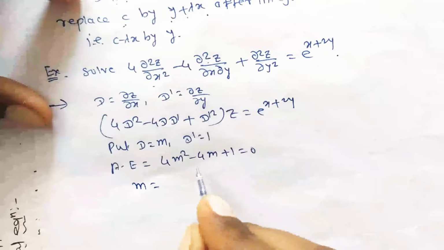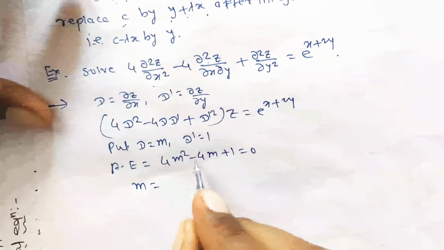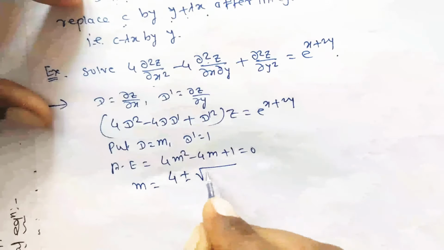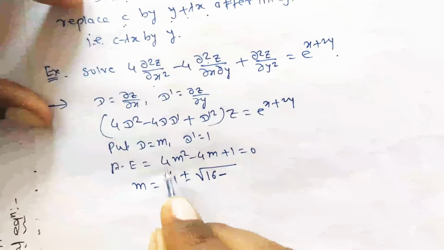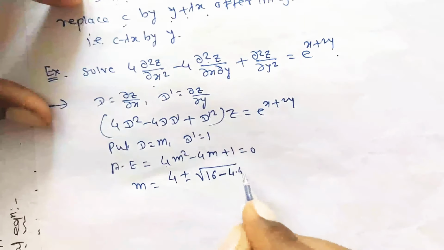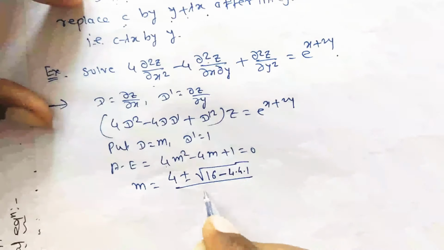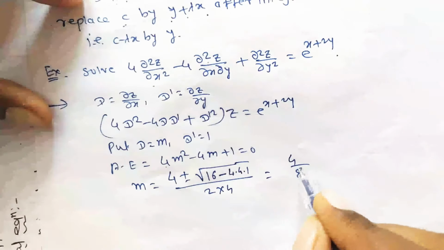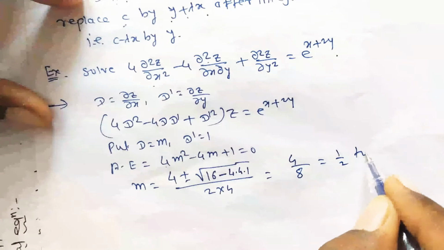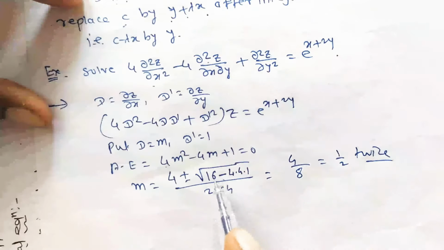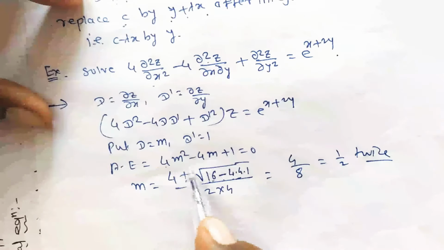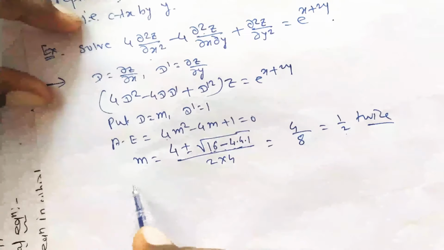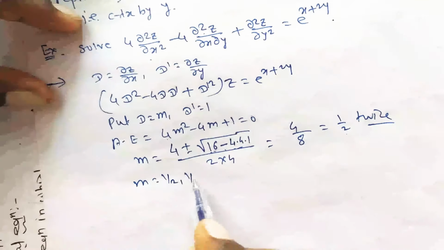We can find the roots using m equal to minus b plus or minus under root of b² minus 4ac, upon 2a. So b is minus 4, so minus b is plus 4, plus or minus under root of 16 minus 4 into 4 into 1, upon 2 into 4. So 16 minus 16 is 0, that is 4 by 8, which is 1 by 2. So these are repeated roots because b² minus 4ac is 0, and this is quadratic in m, so it has 2 roots. So m is equal to 1 by 2, 1 by 2. These are the 2 roots here.